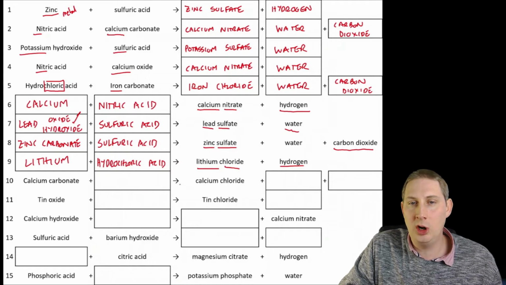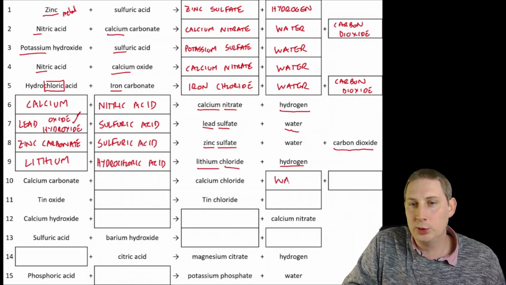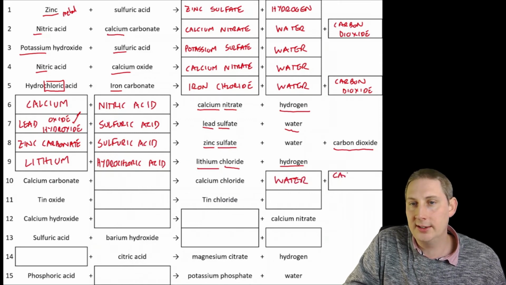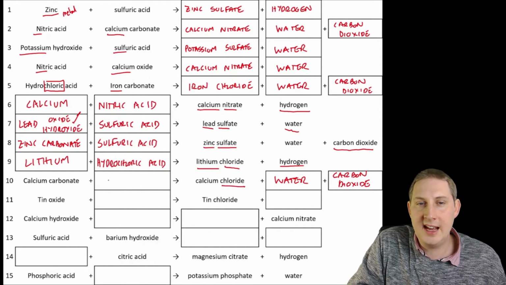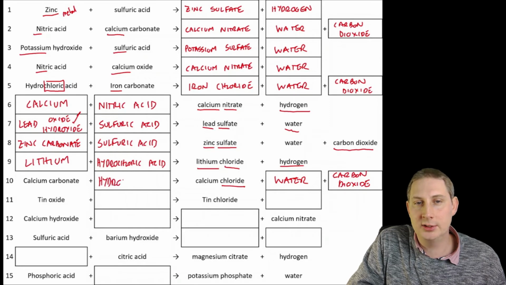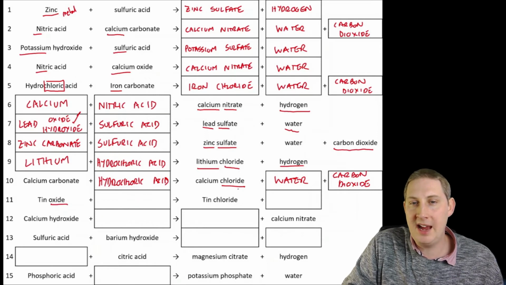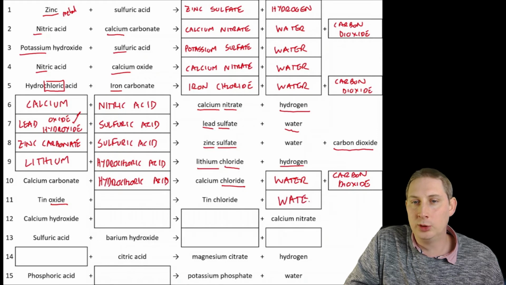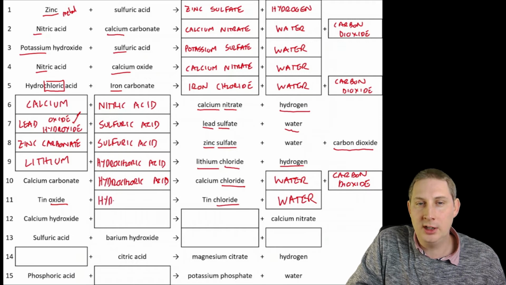Calcium carbonate plus what gives calcium chloride plus what plus what? It's a carbonate. Salt plus water plus carbon dioxide. We're making a chloride. What's the acid? Hydrochloric acid. Tin oxide plus what makes tin chloride plus what? It's an oxide, it's a base, it makes a salt and water. So chloride, for the third time in a row, hydrochloric acid.